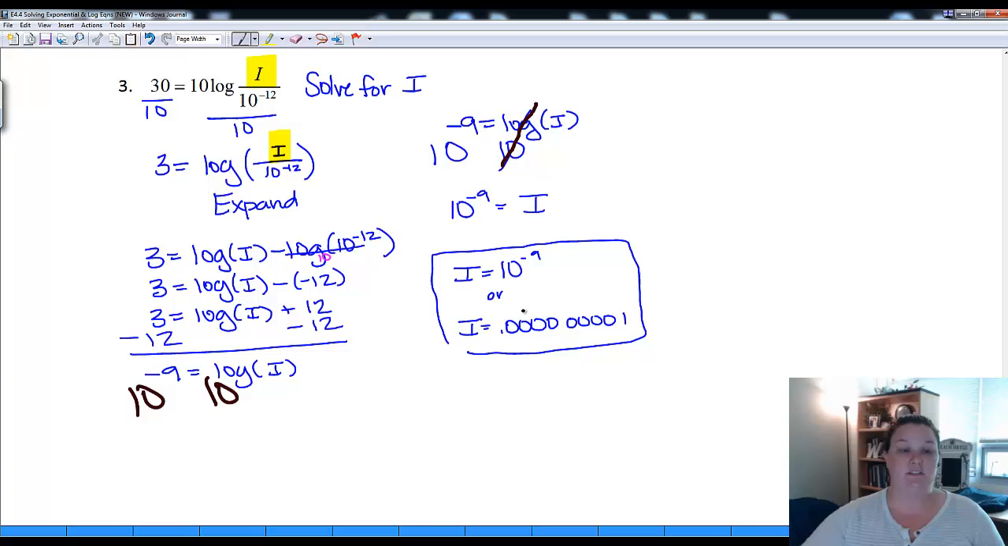Okay, all right, so that is the end of 4.4. You should now be able to complete all assignments corresponding to 4.4. If you have questions, be sure to ask because I'm here to help.